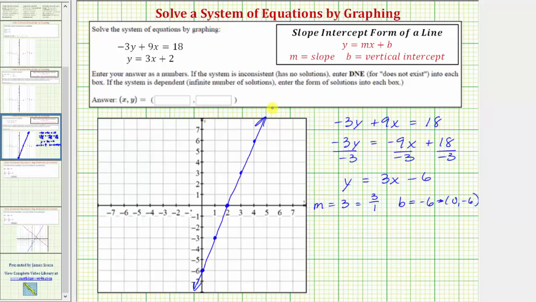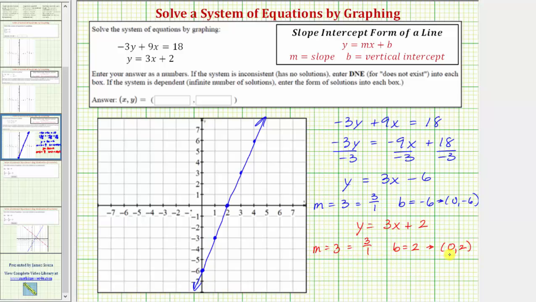And now we need to graph the second equation, which is y equals 3x plus 2. Notice how this equation is already in slope-intercept form, where the slope m is equal to 3, or 3 over 1, and b equals 2, and therefore the vertical intercept is the ordered pair 0, 2. So notice how the two lines have the same slope but different vertical intercepts, which means they're going to be parallel lines, and the system has no solution.